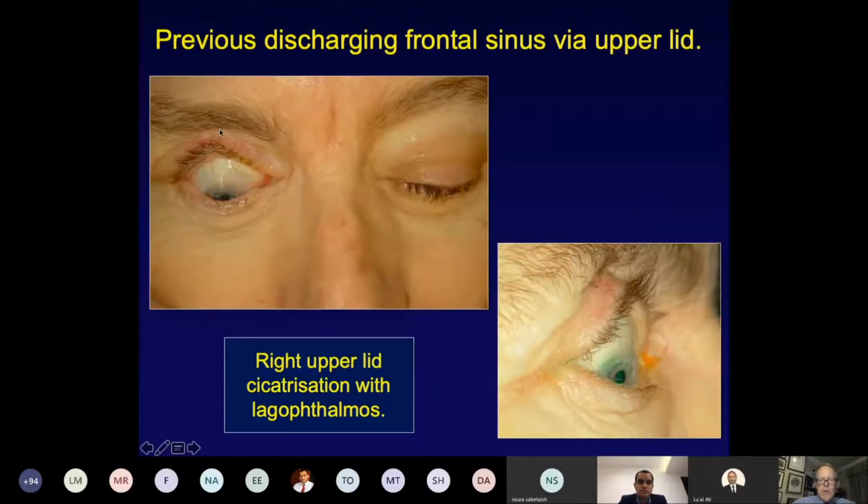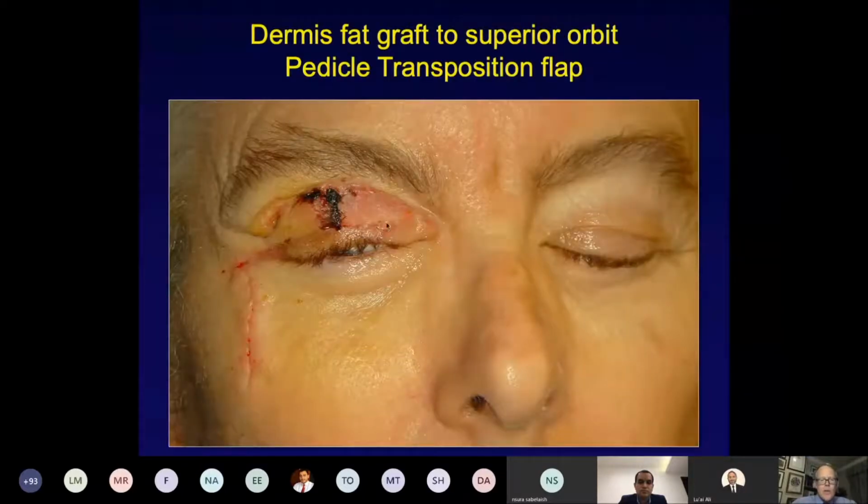So whilst this is not a talk about reconstruction, one of the options we chose, first of all, is to put some dermis fat graft, which we did, onto the rim here to block any further cicatricial change. So if you're faced with a patient with recurrent cicatricial changes, dermis fat graft is a very good spacer. It stops the tissues from sticking together again. What else did we do? Well, we needed some anterior lamella.